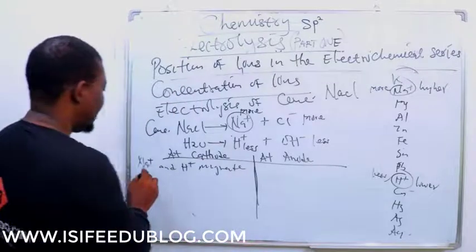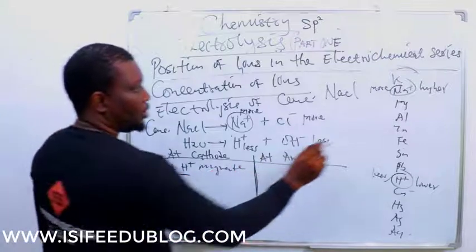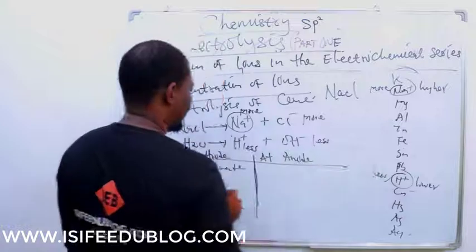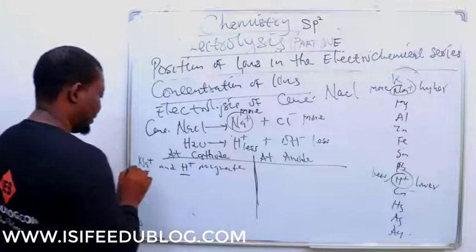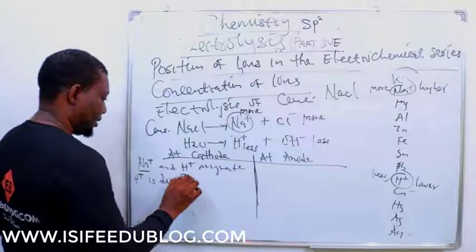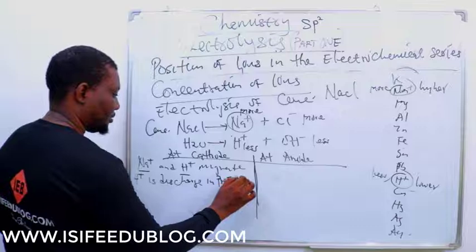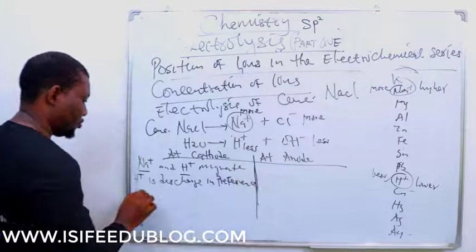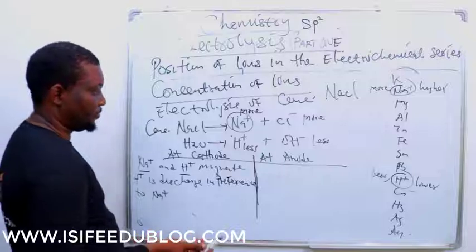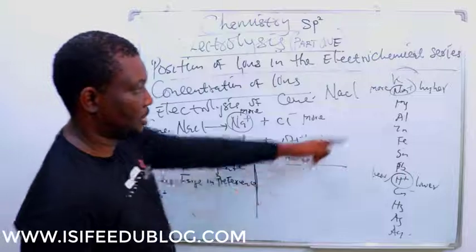Distance. Sodium ought to be discharged and not hydrogen. But because the position of sodium is very far from hydrogen, we can now see that hydrogen ion is discharged in preference to Na+. I have my reason for discharging hydrogen instead of sodium ion: it is because of distance.